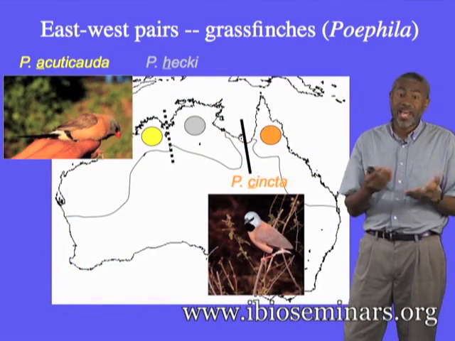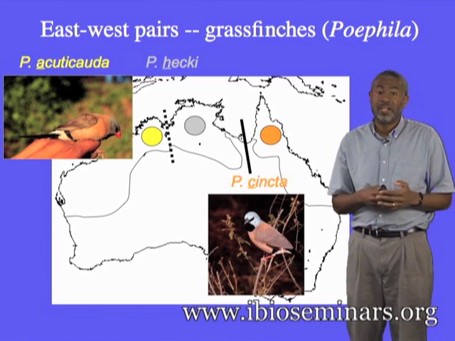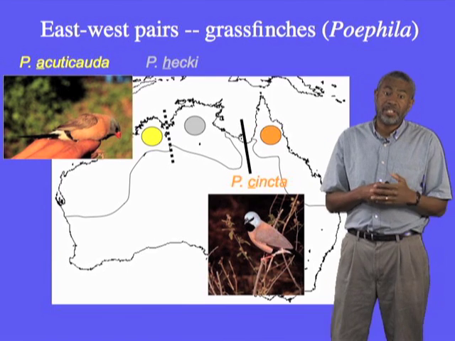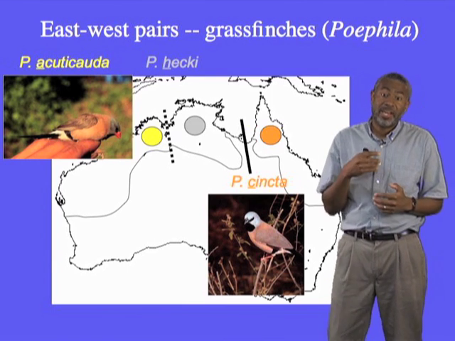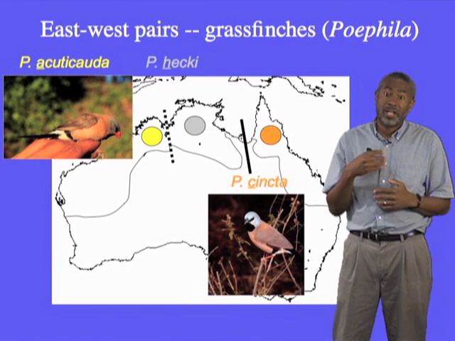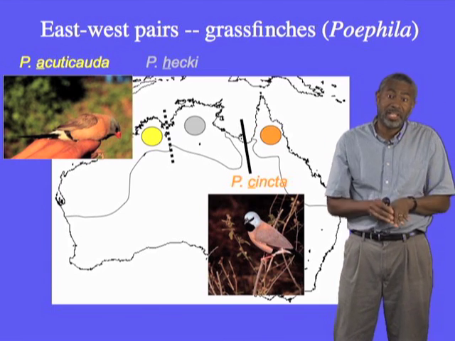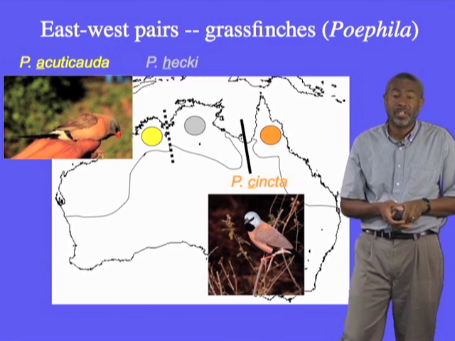So here are the grassfinches. You can see there are 3 species. Poephila is the genus name. We've got the long-tailed finch, you can see there in the northwest, as well as the black-throated finch in the east. That long-tailed lineage is split into 2 separate lineages, so we have 3 in total.